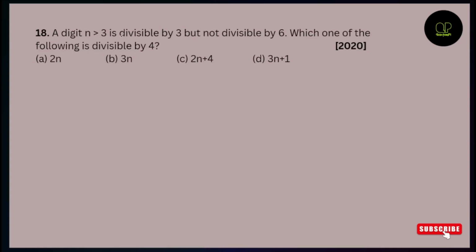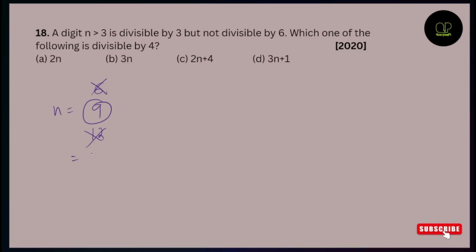A number n is greater than 3 and is divisible by 3 but not divisible by 6. Acha, greater than 3 but not divisible by 6. Okay, and it is divisible by 3. So greater than 3 and divisible by 3 are 6, 9, 12. These are all divisible by 3, but n is a number which is not divisible by 6. So not this. So I can suppose n is 9.